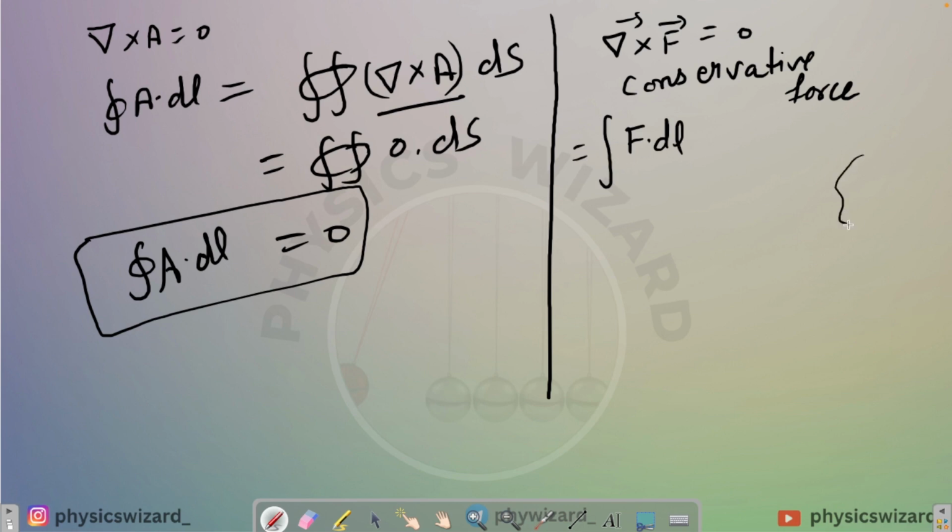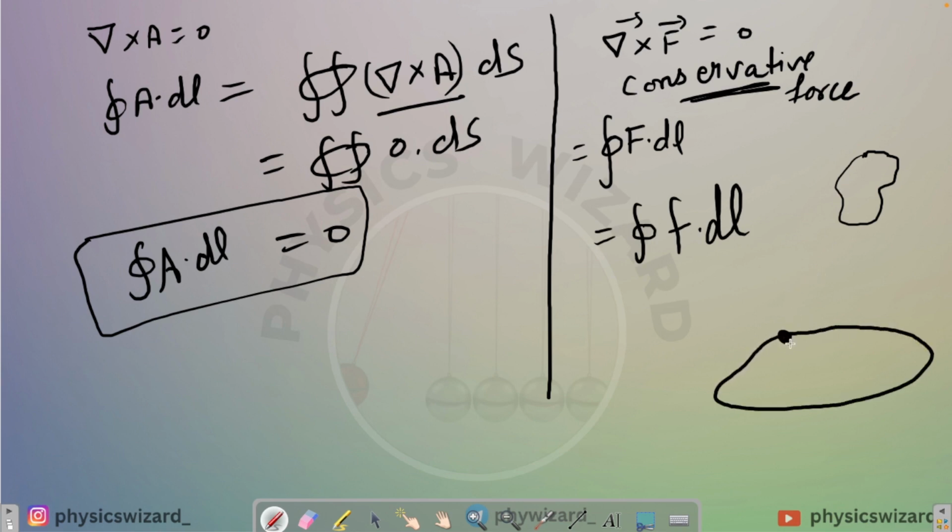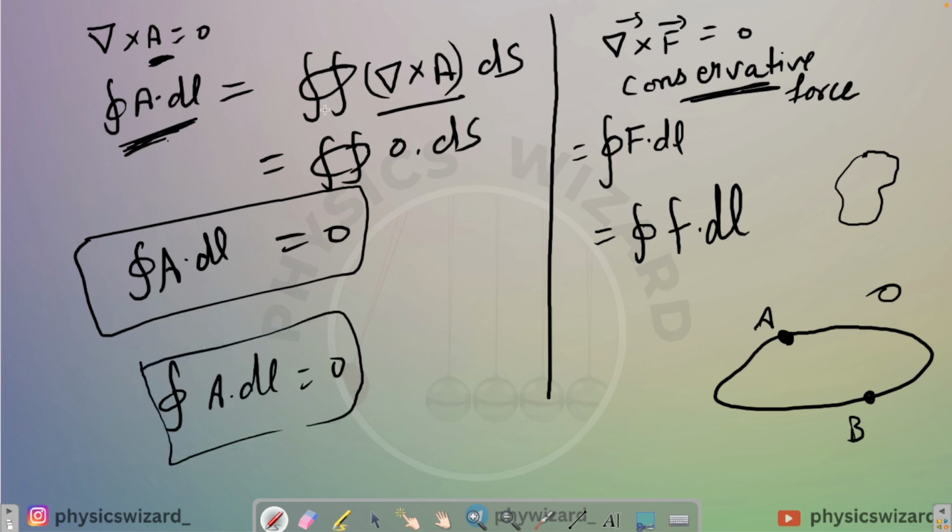When we have to find the work done in a closed loop, we write it as the closed integral of a dot dl. And we know that the work done in a closed loop by any conservative force is always 0. Like we know that the work done by electrostatic force in a closed loop, A to B, again B to A, is always 0 irrespective of path. So here it is like a conservative force, and its line integral over a closed loop is always 0. So we can write it directly as 0. No need to show this by Stokes theorem.